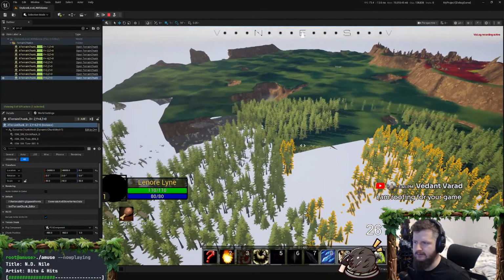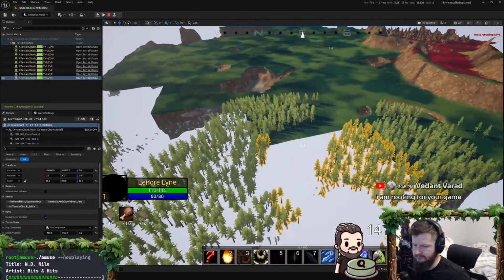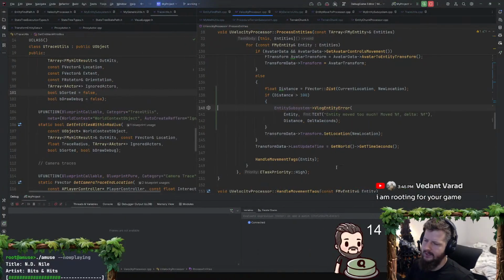It's an unfortunate thing. But yeah, it doesn't seem like we're getting line traces here. How can I capture this scenario?